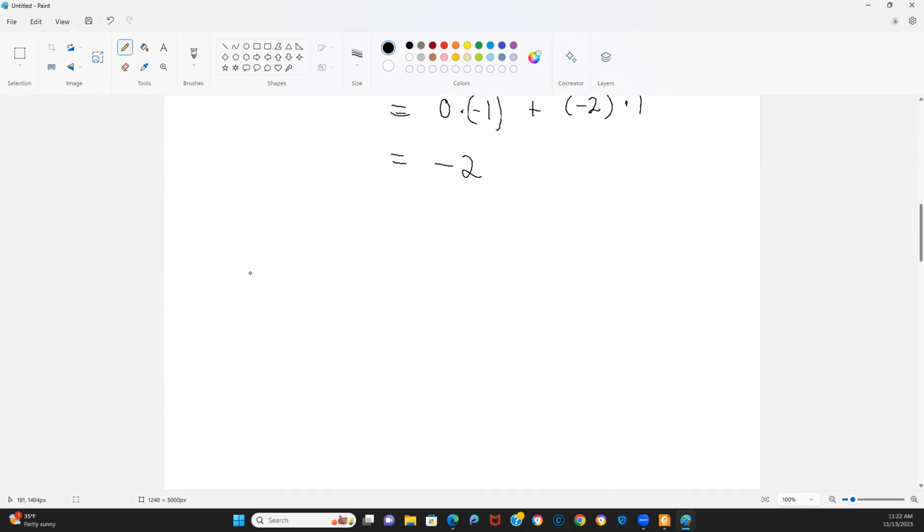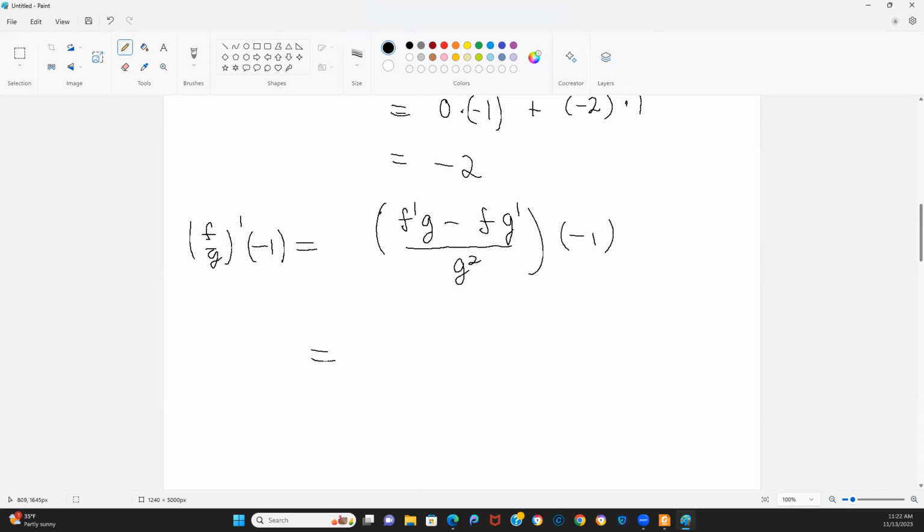All right, so now we want to do (f over g)' of -1. For this, we need the quotient rule. The quotient rule says you take the derivative of the top times the bottom minus the top times the derivative of the bottom, all over the bottom squared. So we're taking this whole quotient and then evaluating it at -1.